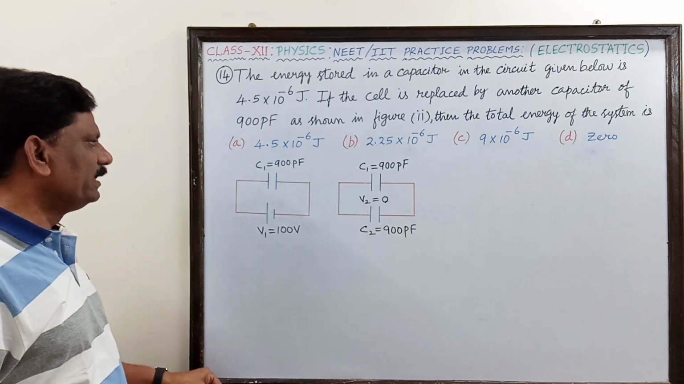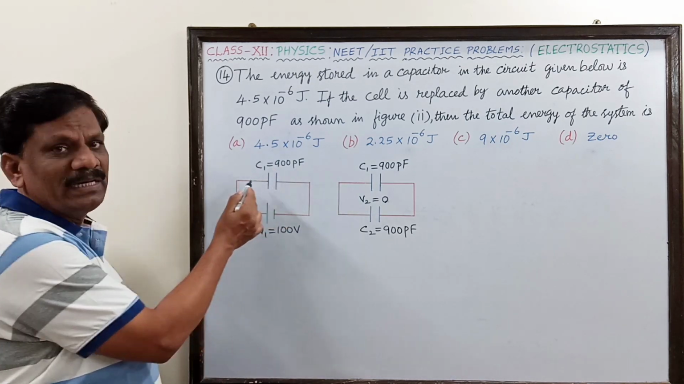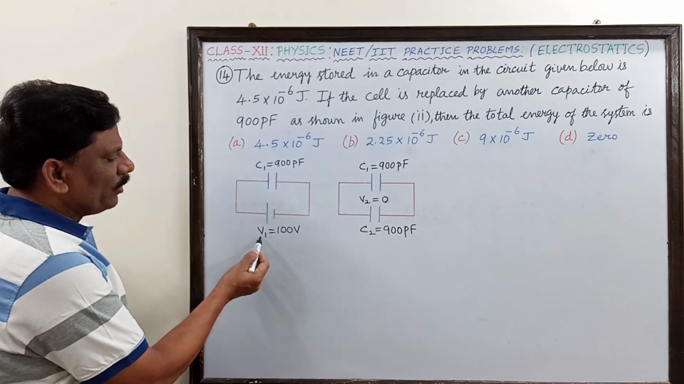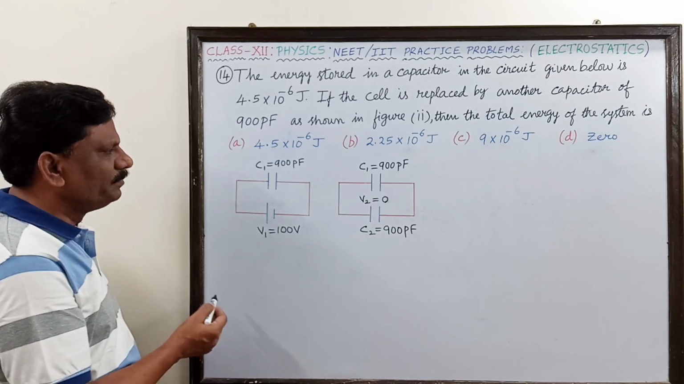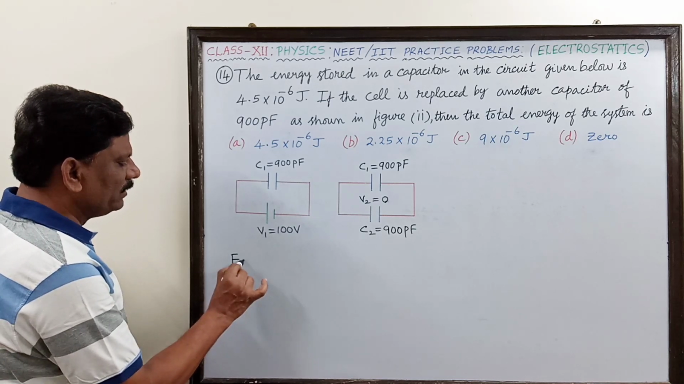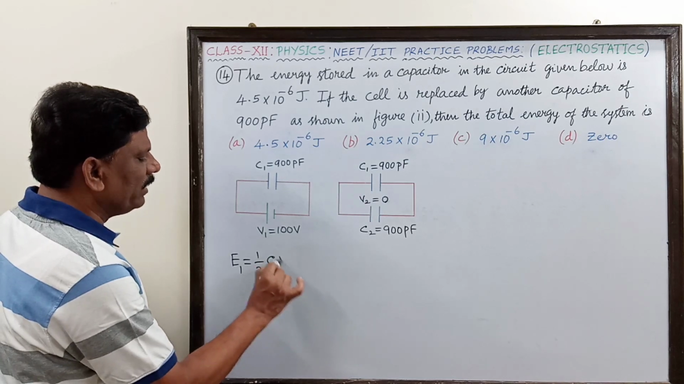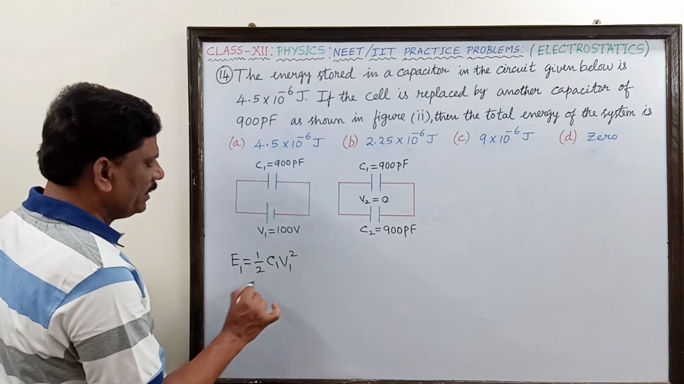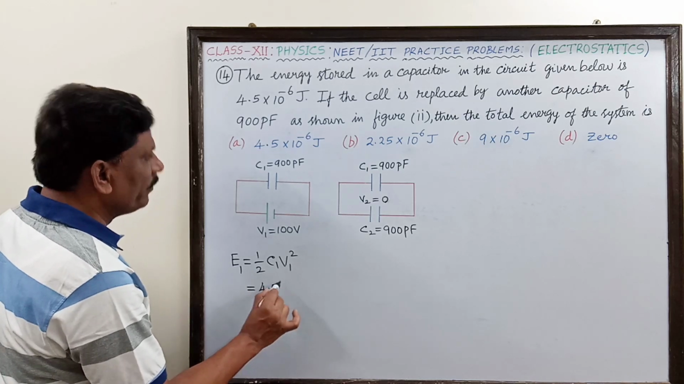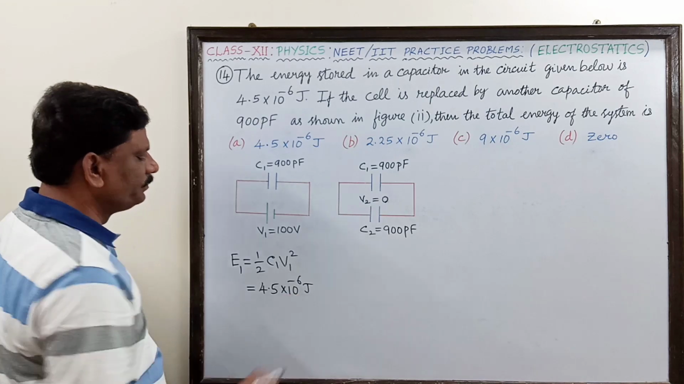So now in the first picture you can see that the capacitance is C1 equal to 900 picofarad. The potential difference V1 is equal to 100 volt. So the energy stored here E1 is equal to half into C1 into V1 square, and this only is given as 4.5 into 10 power minus 6 joule.